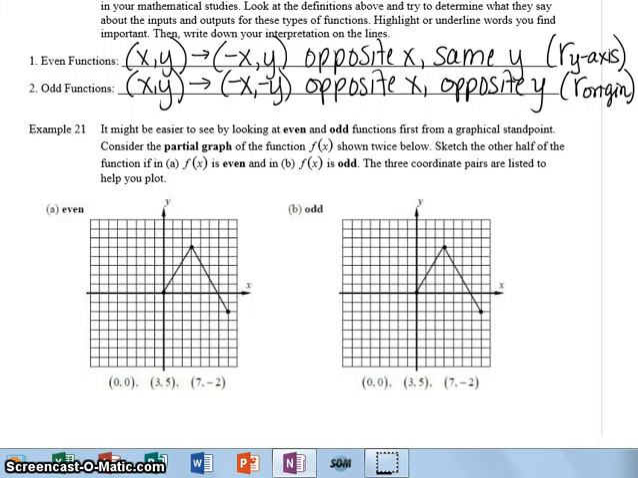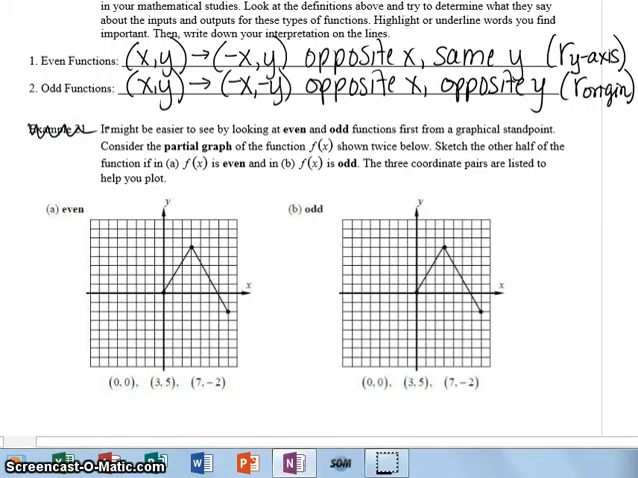So example 21 here. I don't know why that says example 21. I think that's an error. It should say, I think, 24. I think that's a typo there. It does. I don't know why it even says that. I have no idea why this is even there. Okay.